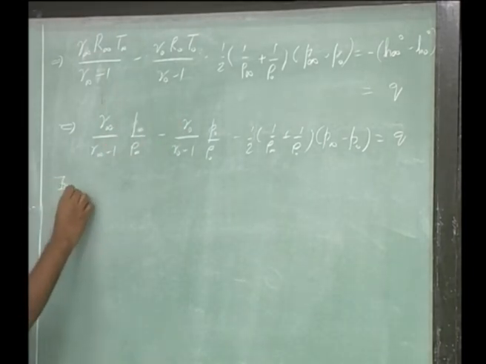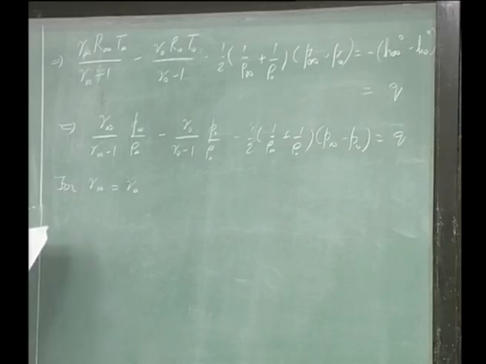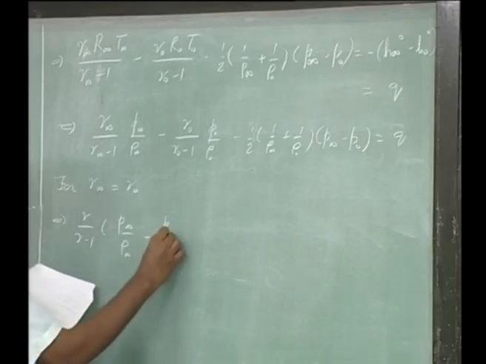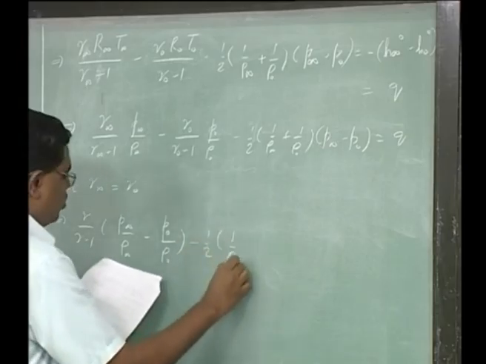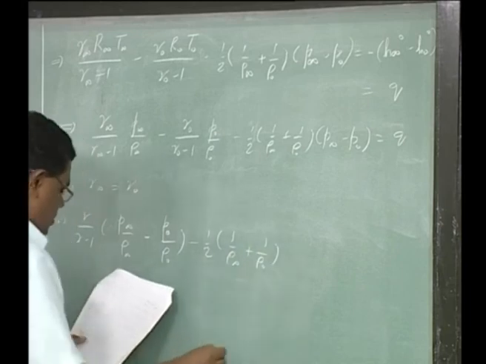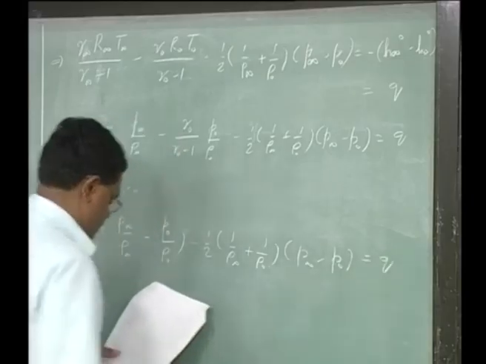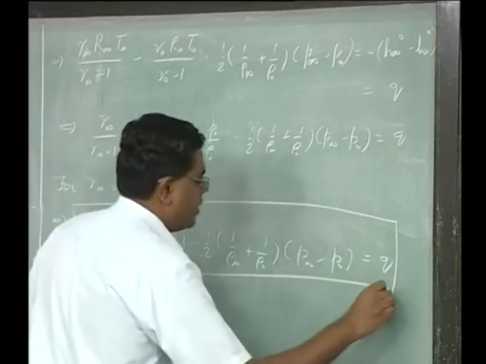Now just to simplify, if gamma infinity equals gamma naught, this is not very bad because gammas are typically about 1.3, 1.4, 1.2, whatever. So we get gamma by gamma minus 1 times P infinity divided by rho infinity minus P naught divided by rho naught, minus half 1 over rho infinity plus 1 over rho naught times P infinity minus P naught, equal to Q. We will just start from exactly this point when we meet again.